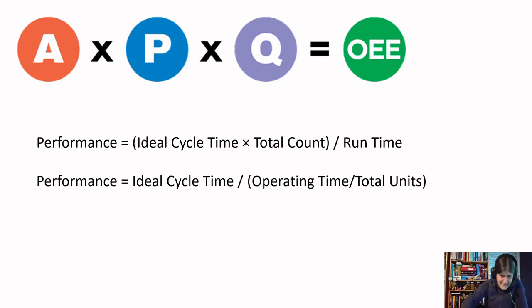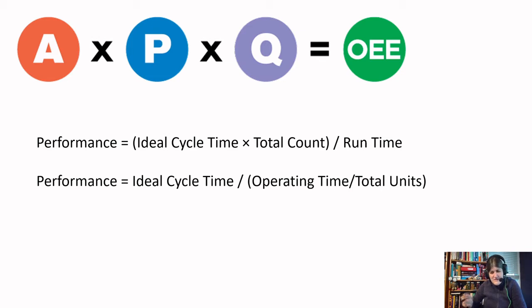So let's jump out and talk about performance. Performance is where you're looking at your ideal cycle time versus your actual cycle time. There are a number of different equations that are commonly thrown out there, but ideally it's where you're saying, hey, this is how much we actually produced in our period of time that we had available to us versus what would be optimal.